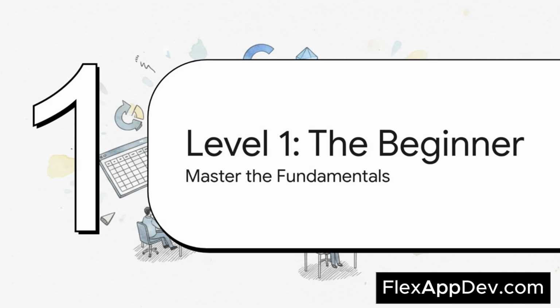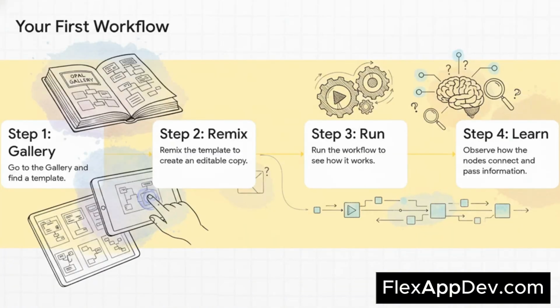All right, let's start at level 1, the beginner. The goal here is super simple. Master the fundamentals. Look, the biggest trap for anyone starting out is trying to build some massive, complicated system on day one. We are absolutely not going to do that. The fastest way to learn this stuff is to take apart something that already works. So don't start from scratch. Seriously, go to the Opal gallery, find a template that looks interesting, and just hit remix. That gives you your own copy to play with.